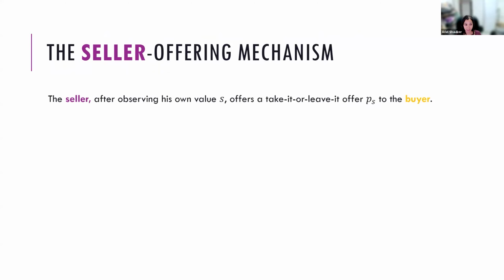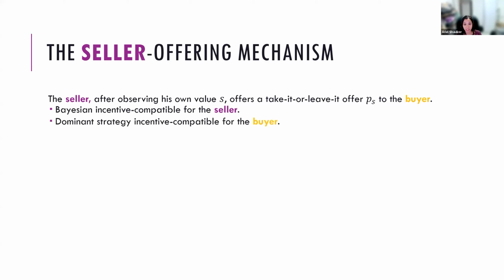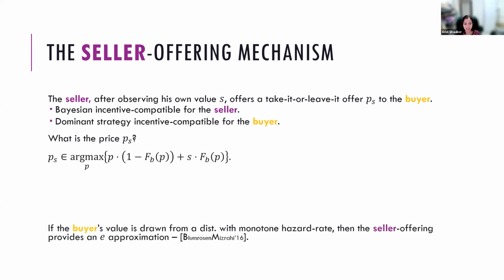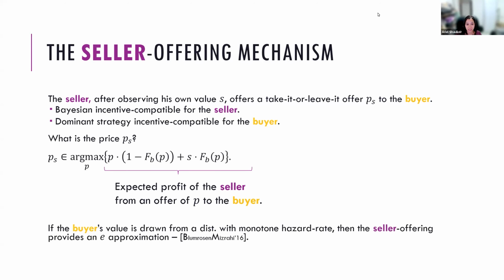So in the seller offering mechanism, the seller, after observing his own value S, makes a take it or leave it offer P of S to the buyer. Now observe that this mechanism is Bayesian incentive compatible for the seller. However, it is dominant strategy for the buyer, as the buyer can only accept or reject an offer. So what will be the price P of S that the seller will choose? It will be the price that maximizes his expected profit. So the seller's expected profit is P, the payment he will get, times the probability of trade, plus S, his value, times the probability that there is no trade.